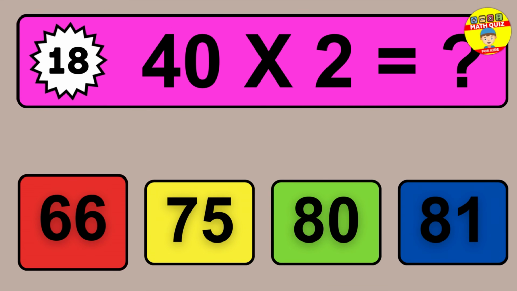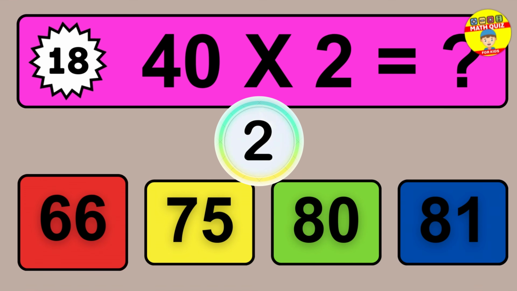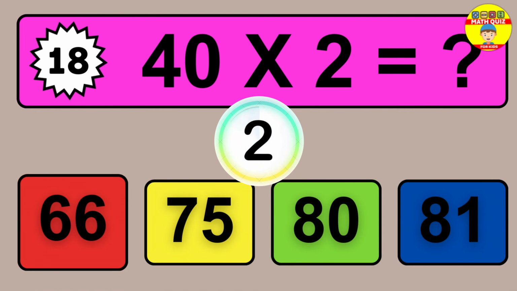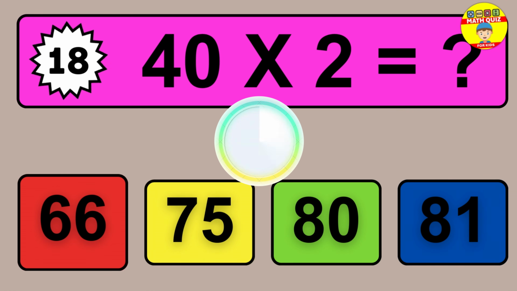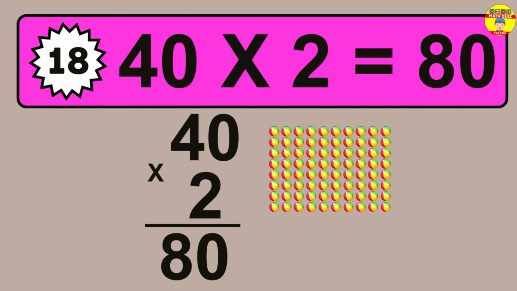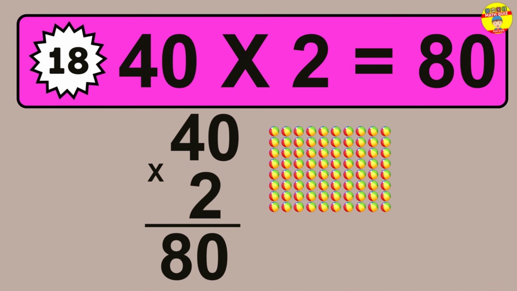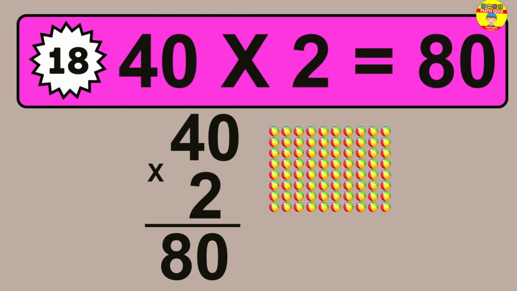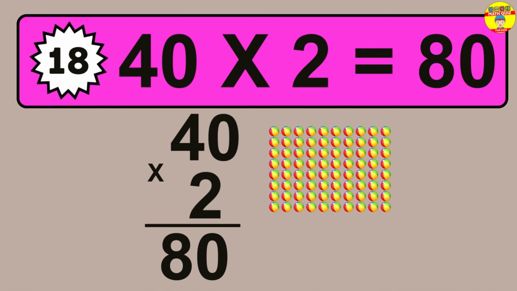Question 18. 40 times 2 equals what? So, the answer is 40 times 2 is 80. To calculate, we have 40 groups with 2 balls each one. So, how many balls do we have? 80 balls.